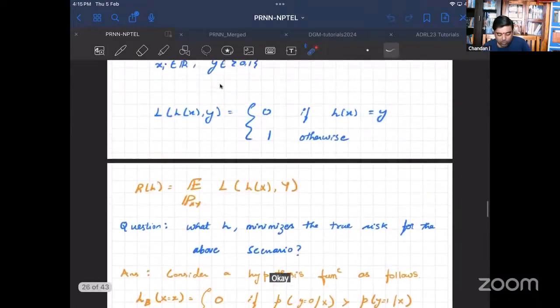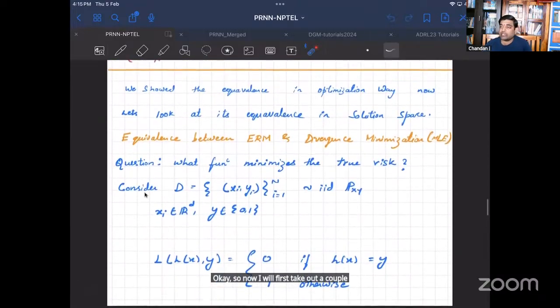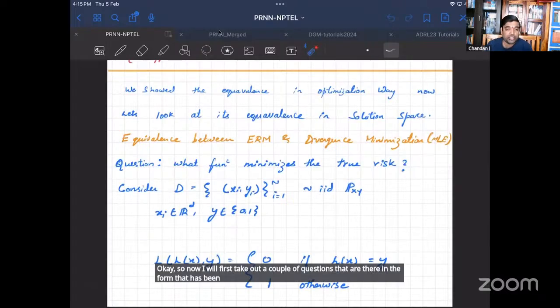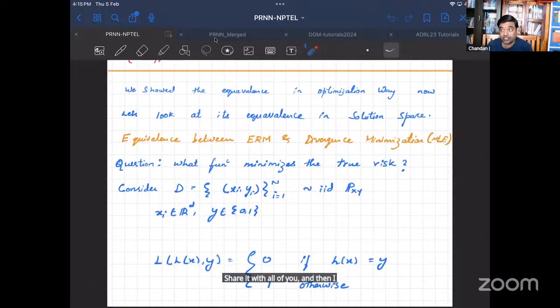Now I will first take up a couple of questions that are there in the form that has been shared with all of you, and then I'll come to any questions you have. What's the difference between PMF and PDF? See, for any random variable you will have a cumulative distribution function. Only for a discrete random variable will you have the mass function, that is the PMF. For a continuous random variable, you will have the density function, which is the PDF.